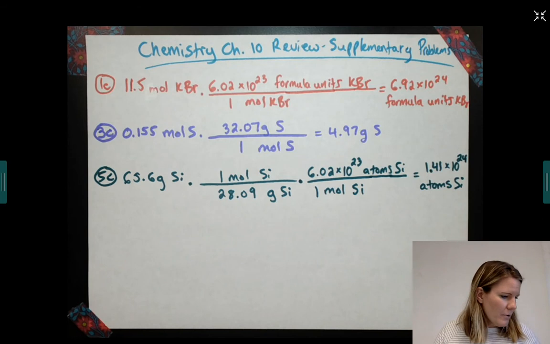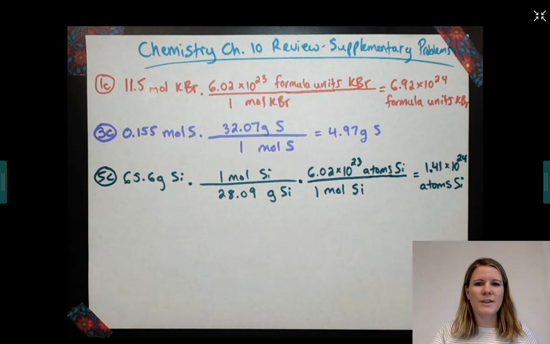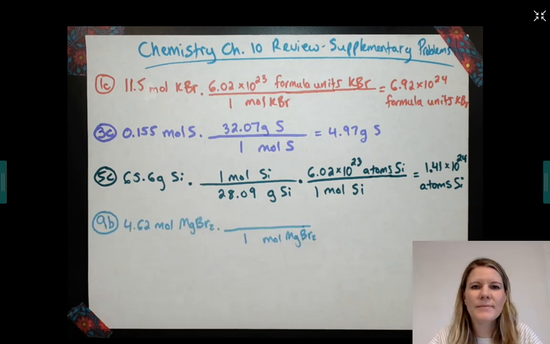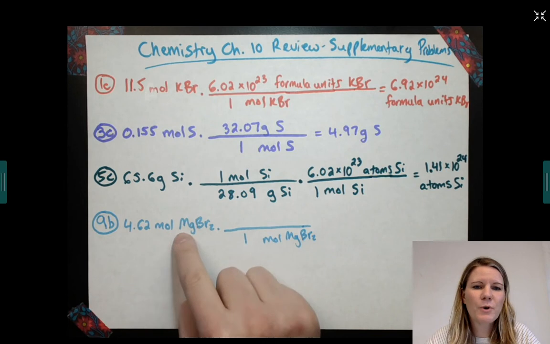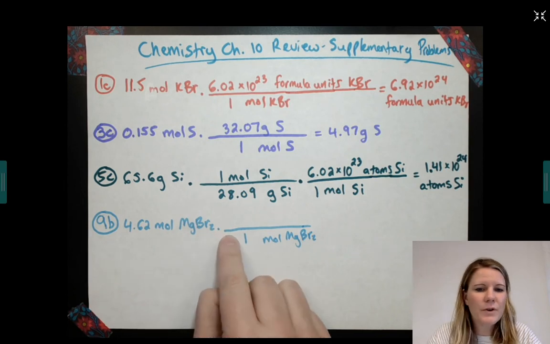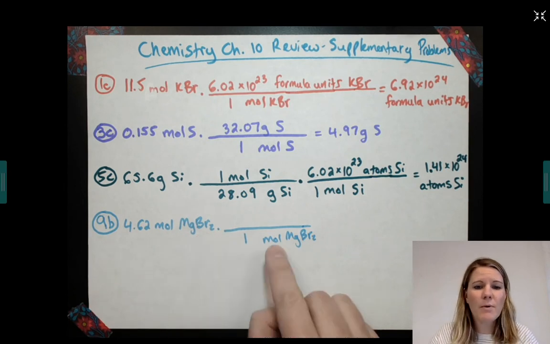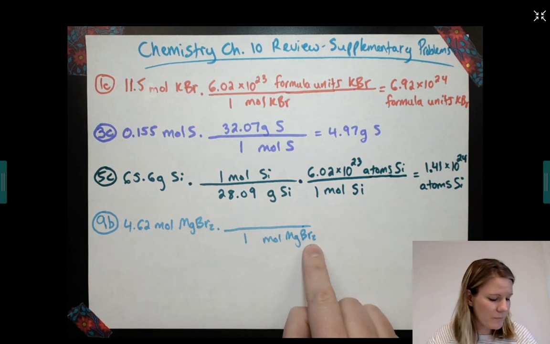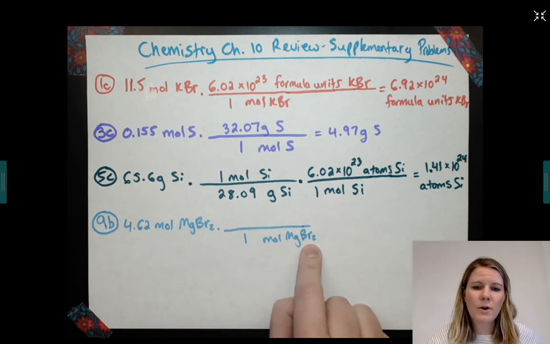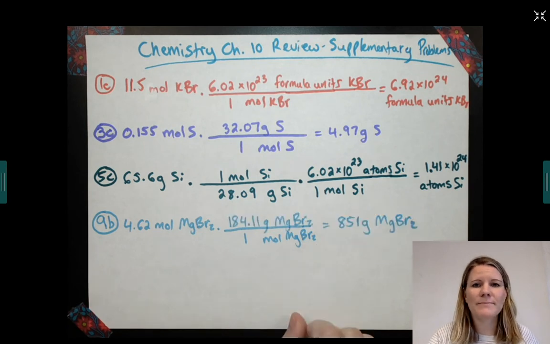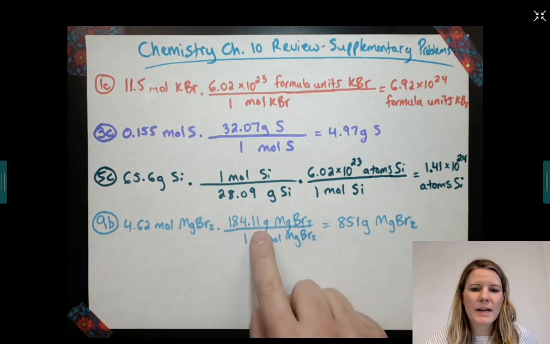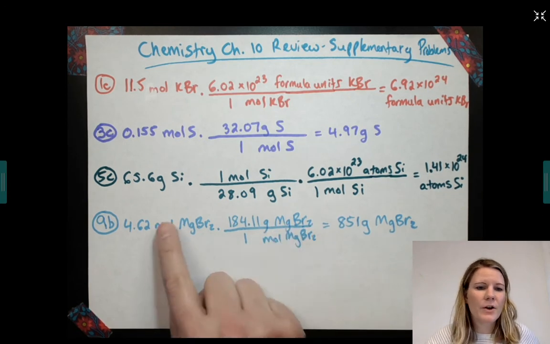I'm going to move ahead to 9B. So try that one out next. Push pause. So we're given 4.62 moles of magnesium bromide. We are going to have moles of magnesium bromide on the top, moles of magnesium bromide on the bottom. We are trying to get to grams, so calculate the molar mass of magnesium bromide, 1 magnesium, 2 bromides from your periodic table, tally them up. And when we tally those up, we get 184.11 grams. Go ahead and multiply those numbers for your final answer.